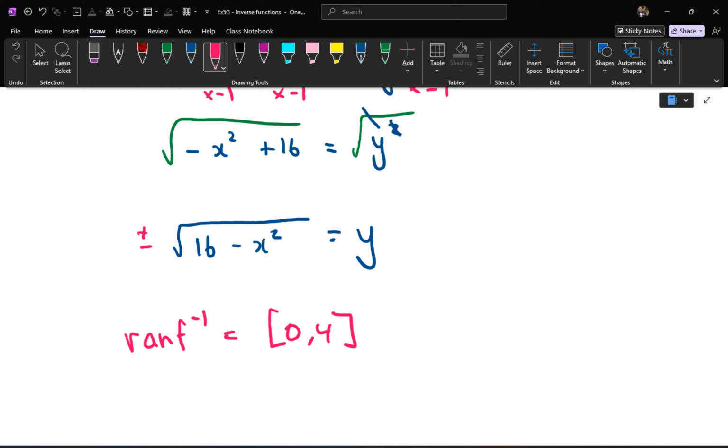Looks like a square root, but it's not a square root. It is a semicircle, because of that square. Had there not been that square, this would have been a square root, and it would have moved to the right by 16. But this one is actually a semicircle.